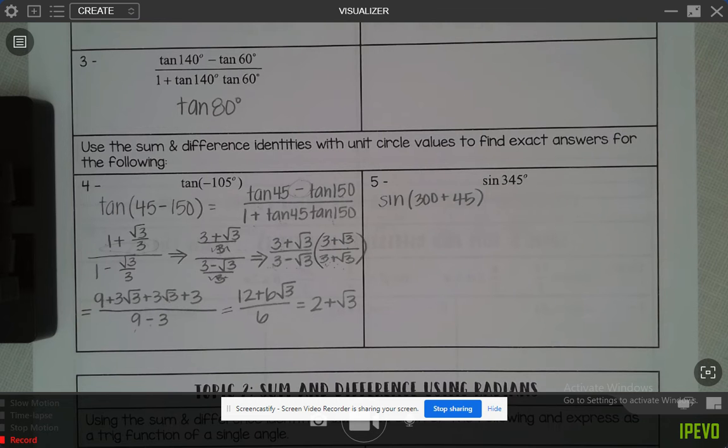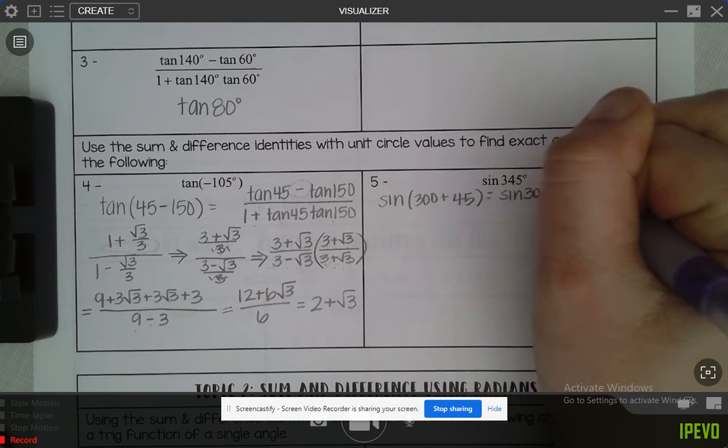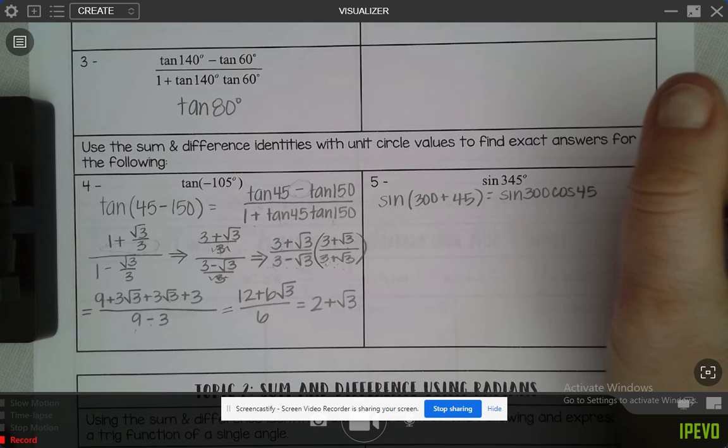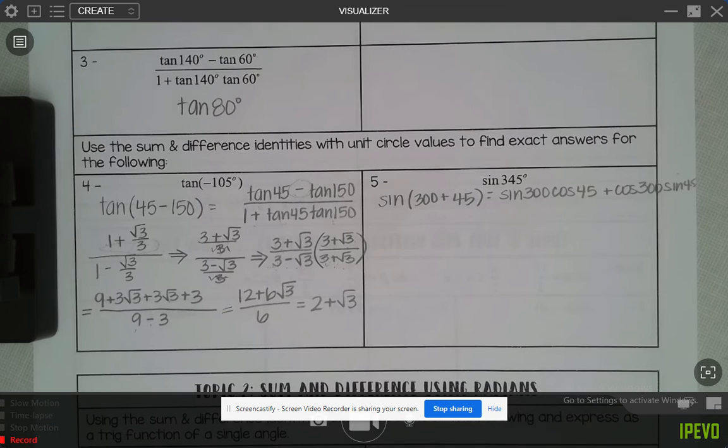300 plus 45. So 300 could either be one of two. You could use it. Stop laughing at me. You could use it as 30 degrees, and there would be 10 of them. So that's 10 pi over 6, right? Could you also do 60 degrees, which is also 5 pi over 3? Are 10 pi over 6 and 5 pi over 3 the exact same angle? Yeah. Does it matter which one you use? Absolutely not. So this is the same as the sine of 300 times the cosine of 45 plus the cosine of 300 times the sine of 45. Sorry, I ran out of room.